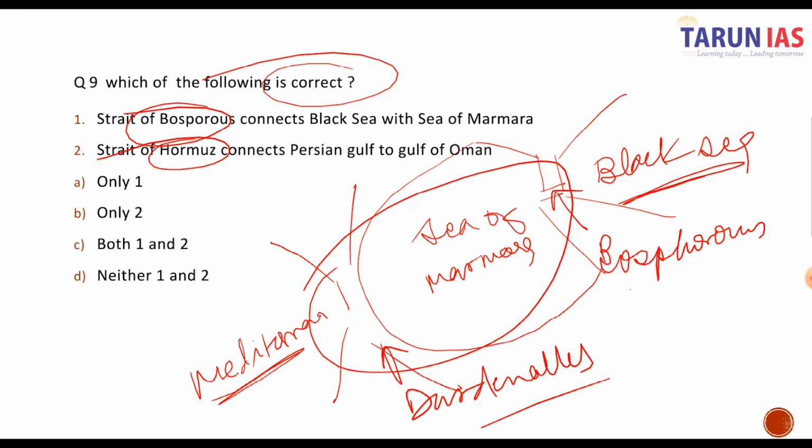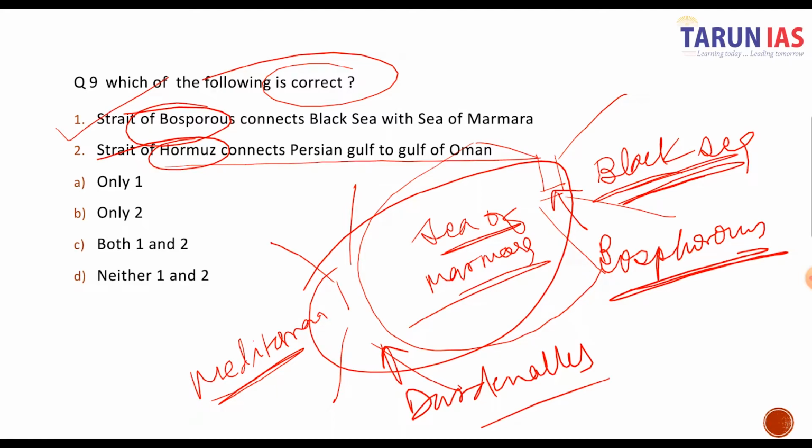Alright, so therefore Bosphorus connects Black Sea with Sea of Marmara. So option 1 is correct. Now we come to the Strait of Hormuz.